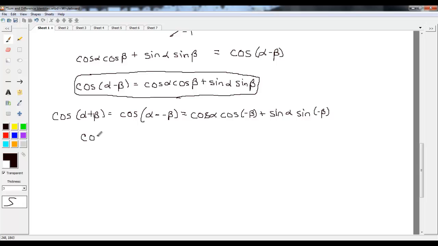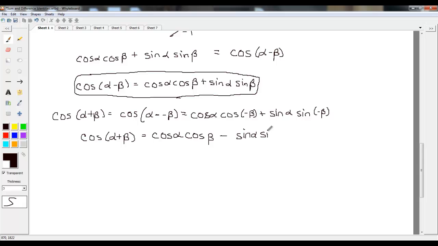So you get cosine of alpha plus beta equals cosine alpha. Cosine negative beta is the same thing as cosine beta. You guys learned that a little while ago. You know, cosine's an even function. Cosine of a negative equals just cosine of the positive. But sine, being an odd function, sine of negative beta equals negative sine beta. So this is going to be a minus sine alpha sine beta. And there's your second of your sum and difference identities. Another one to commit to memory.